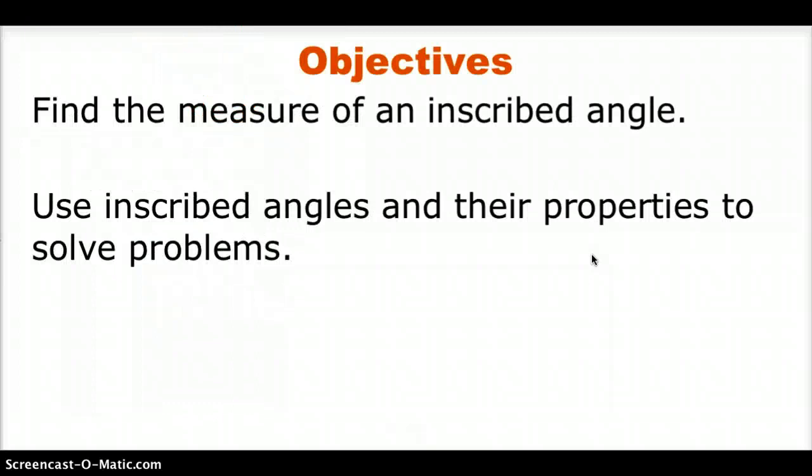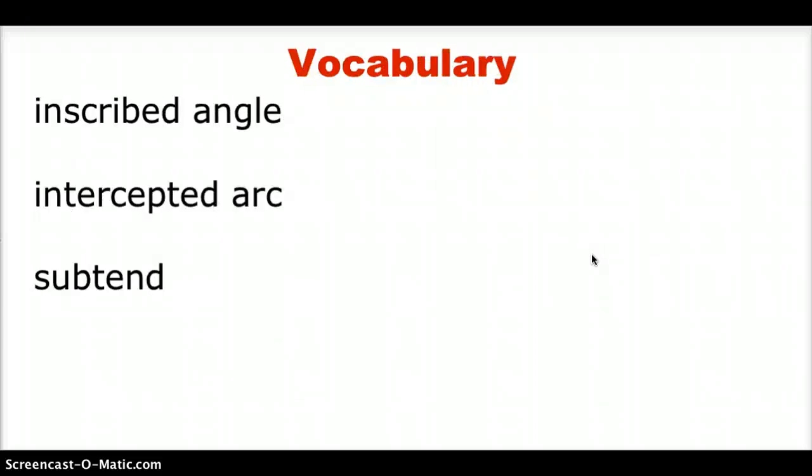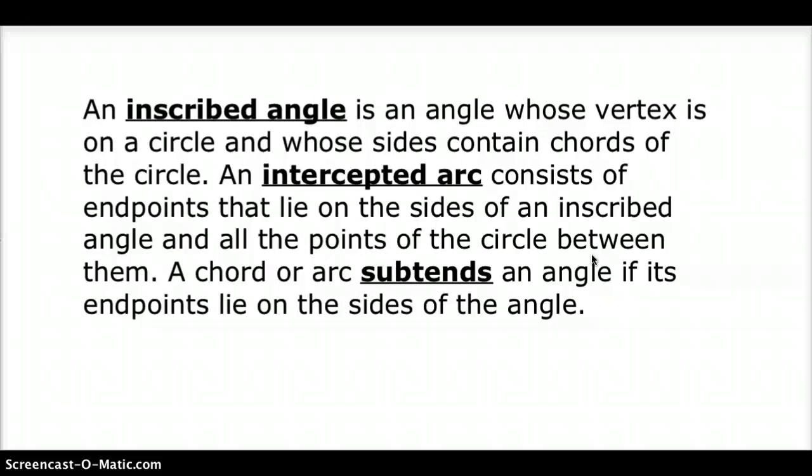We will be talking about finding the measures of an inscribed angle, and we'll talk about how we can use inscribed angles and their properties to solve problems. Some vocabulary that we're going to be using today, first of all, is inscribed angle, also intercepted arc, and we're going to be talking about this word called subtend. Let's go ahead and take a look at a little bit of our vocabulary here. Make sure that you get this down in your notes.